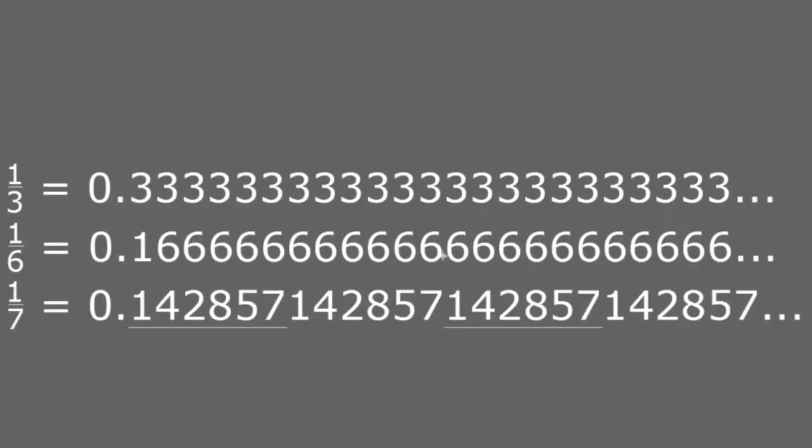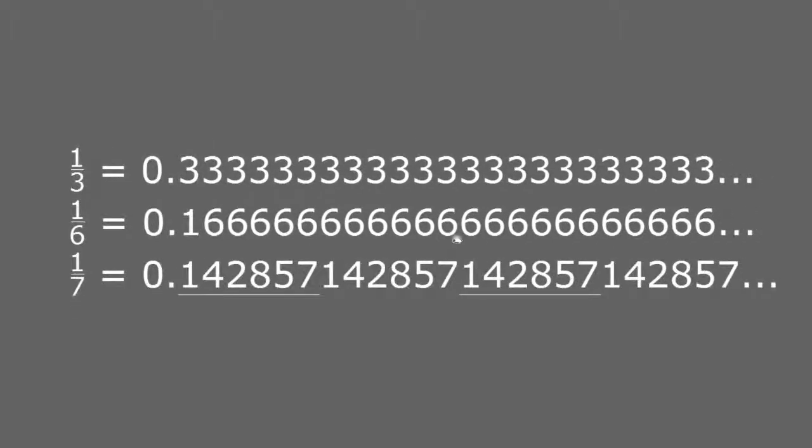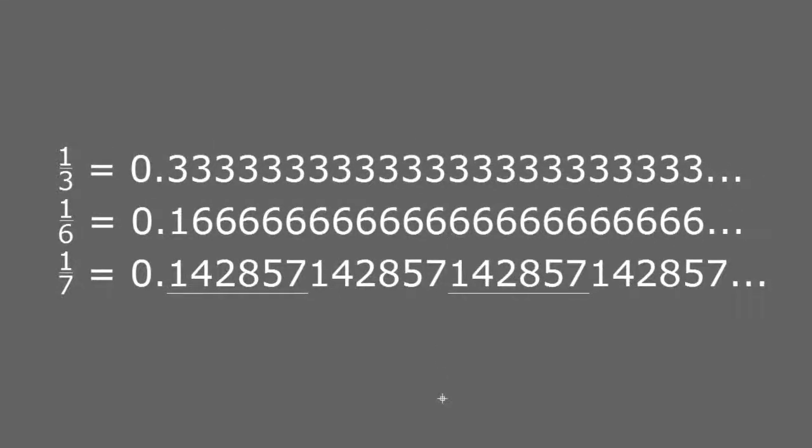Now, I talked about simple fractions, but I did not mention 1 divided by 3, 1 divided by 6, and 1 divided by 7. What happens here? If you divide 1 by 3, you see 0.3333, an infinite amount of 3's after the decimal point. In 1 divided by 6, you see the 1 after the decimal point. It does not repeat, but then you have the 6 repeating infinitely.